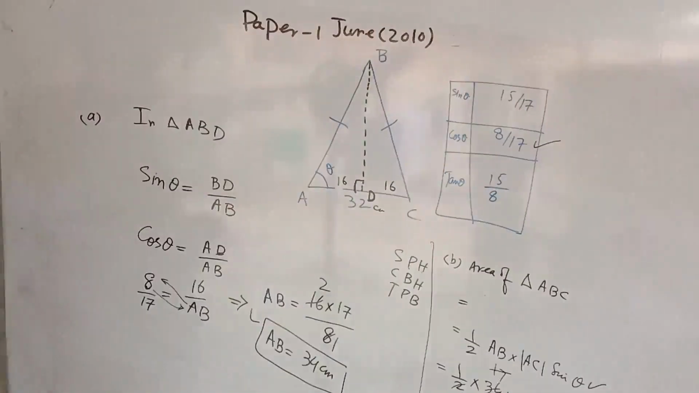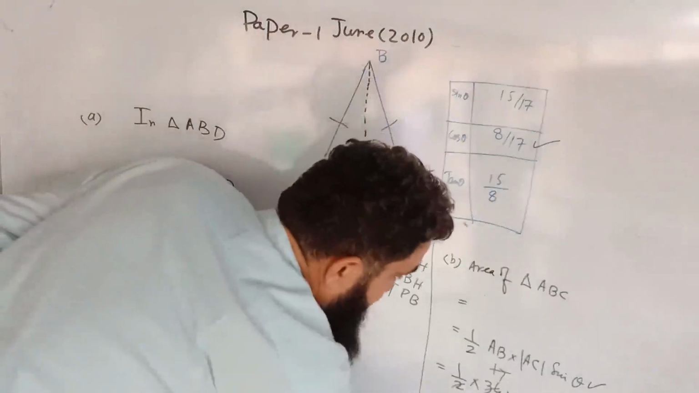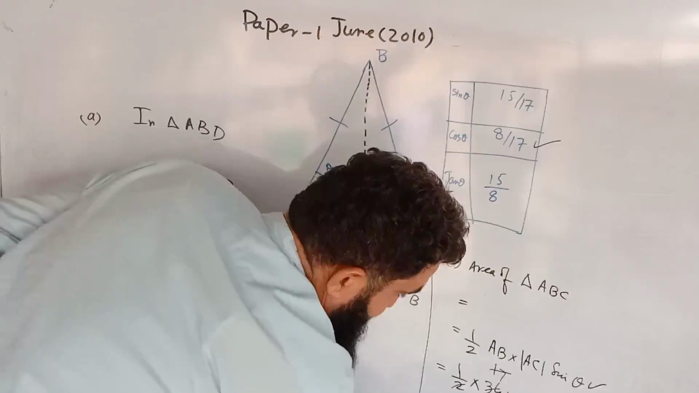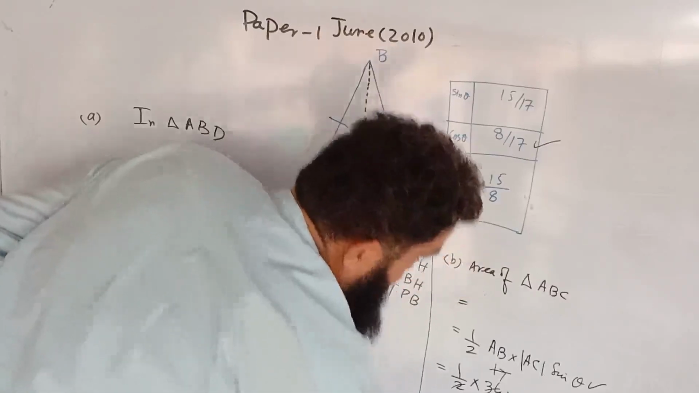We have to multiply 32 with 15. This will be equal to 15 2s are 30, 15 3s are 45, 45 plus 3 is 48. Answer comes out to be 480 centimeters square.